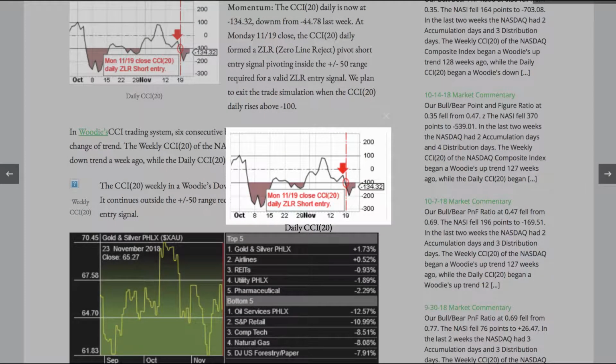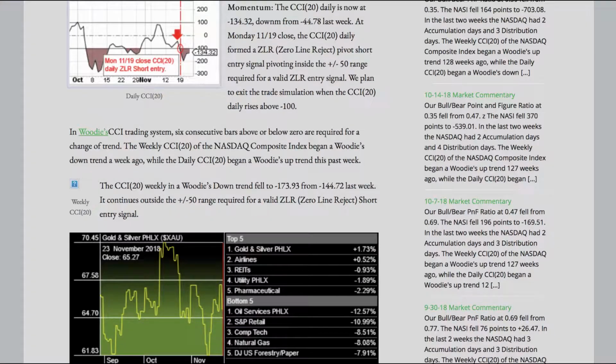Momentum. The CCI 20 daily is now at a negative 134.32, down from a negative 44.78 last week. At Monday 11/19 close, the CCI 20 daily formed a zero-line reject pivot short entry signal, pivoting inside the plus or minus 50 range required for a valid zero-line reject entry signal. We plan to exit the trade simulation when the CCI 20 daily rises above minus 100. In Woody's CCI trading system, 6 consecutive bars above or below 0 are required for a change of trend.